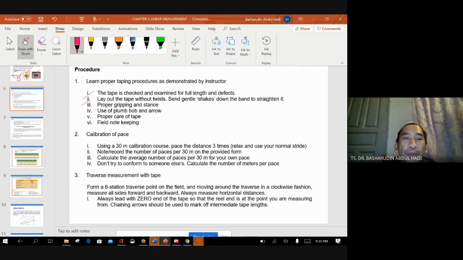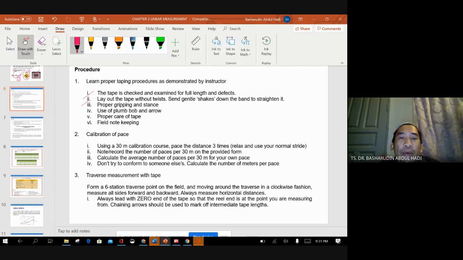Number 3, proper gripping and stance. It means that if you measure from point A to point B, the person at point A must grip, and it must be pulled by the student or your friend at station B. Alright? Don't neglect grip and stance. It will cause your tape to break out, putus, breakout.